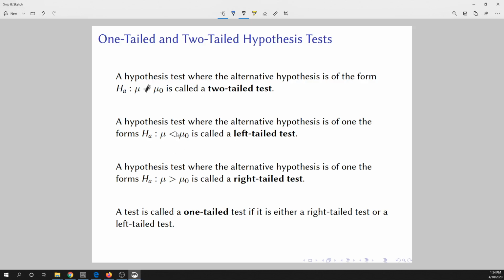When you have an alternative hypothesis that uses the less than, that's called a left-tailed test. If you're using the greater than in your alternative hypothesis, that is called a right-tailed test. So a one-tailed test is a test that's either left-tailed or right-tailed. Again, the tailedness of a test depends on the form of the alternative hypothesis.